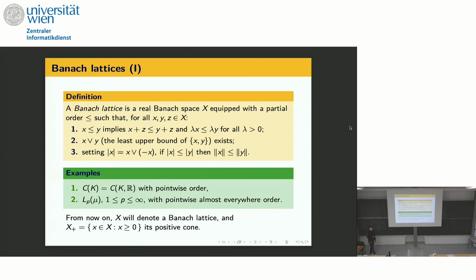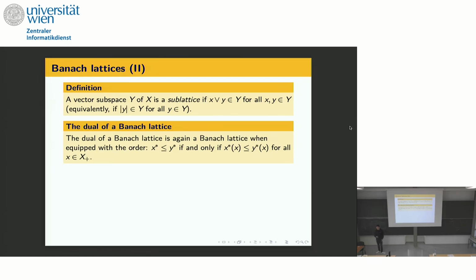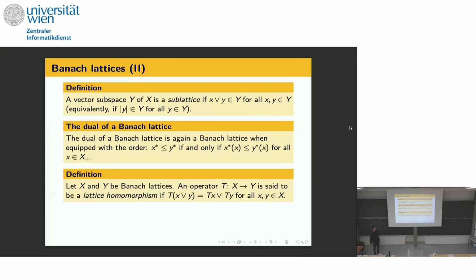I'll denote by X a Banach lattice unless I say otherwise, and X plus is the positive cone, so the elements above 0, let's say. Okay, the other definition I need is that of a sublattice, a subspace that is closed under the lattice operations. We have the dual of a Banach lattice. You take the dual just like in a Banach space, but you also have a natural order defined this way for functionals, and this becomes a Banach lattice itself. We have the notion of a lattice homomorphism, an operator between Banach lattices that preserves the lattice operations. In fact, it just has to preserve the supremum.